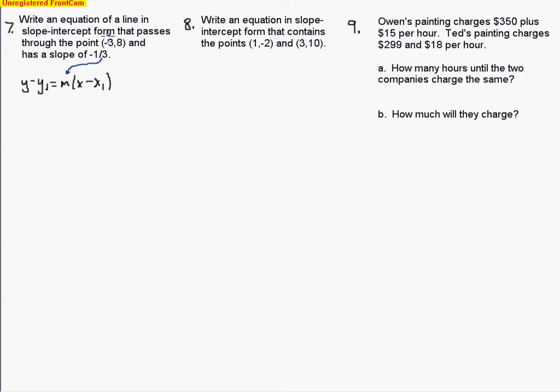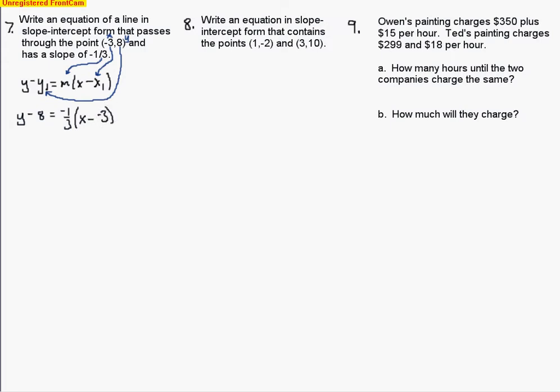X is the first number in the ordered pair, negative 3, and that goes last in our point-slope formula. Y is the second number in the ordered pair, and it's the first number we'll write in our formula. So once I've done that, go ahead and rewrite the formula with those numbers substituted. It goes this way: y minus 8 equals the slope, negative 1/3, multiplied by x minus negative 3.